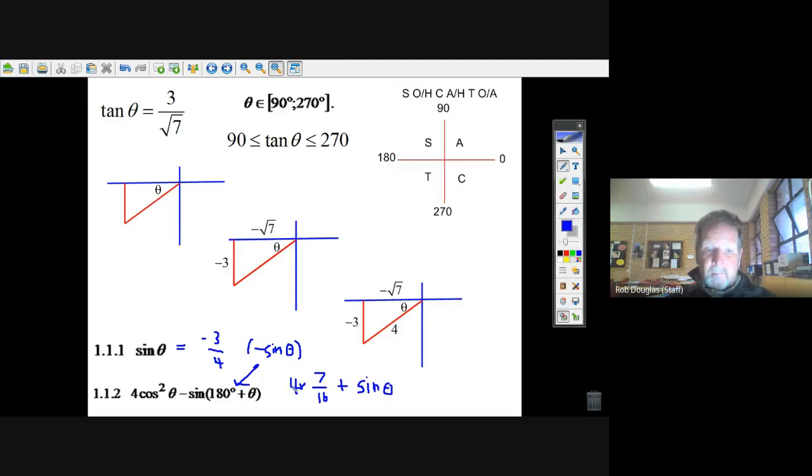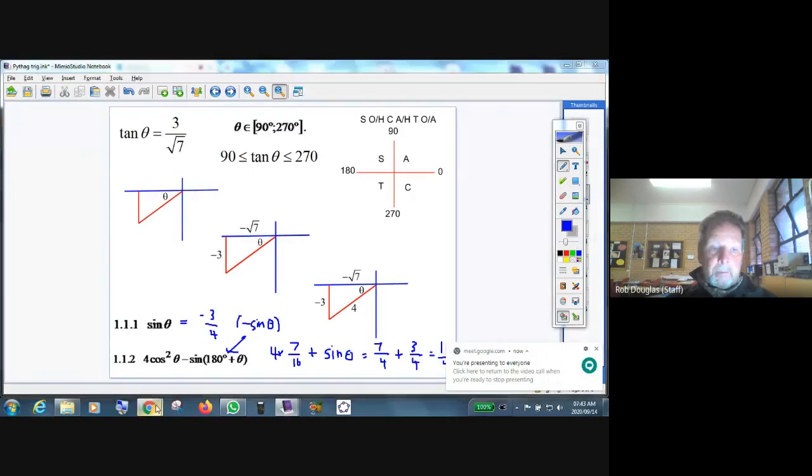The 4 cancels with this. You've got 7 over 4 plus 3 over 4, and the answer must be 10 over 4. Okay, that took a little bit of working out. 10 over 4, and there we go. So that's Pythagorean trigonometry.